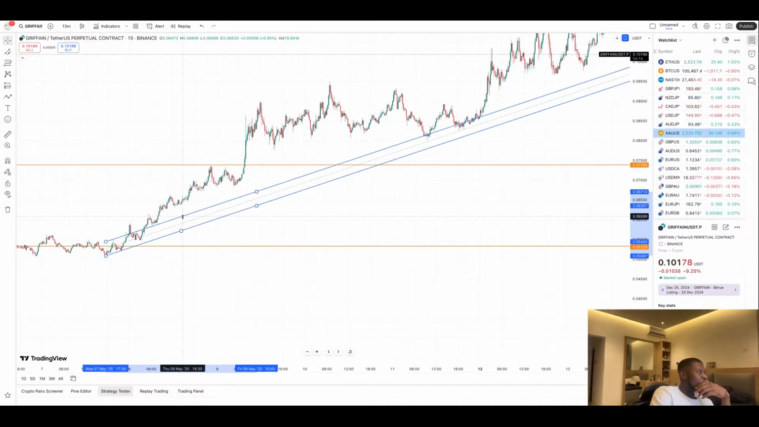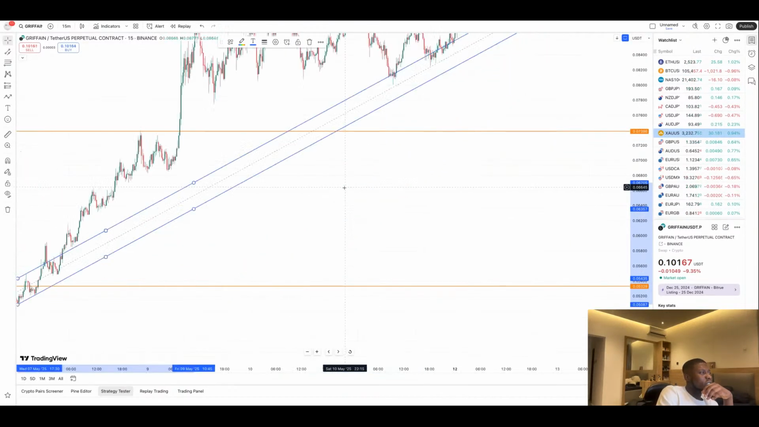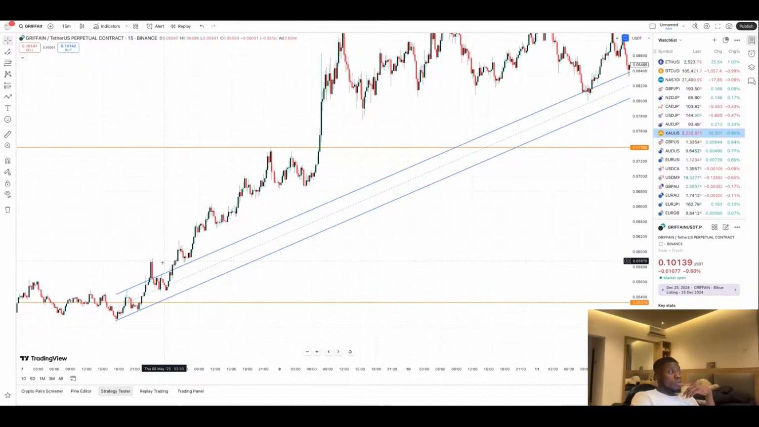So this is my graphene on 15 minutes. When this breakout happened, I think, okay, there's a breakout here and a price pull up. So I'm actually having a biased analysis on this market.